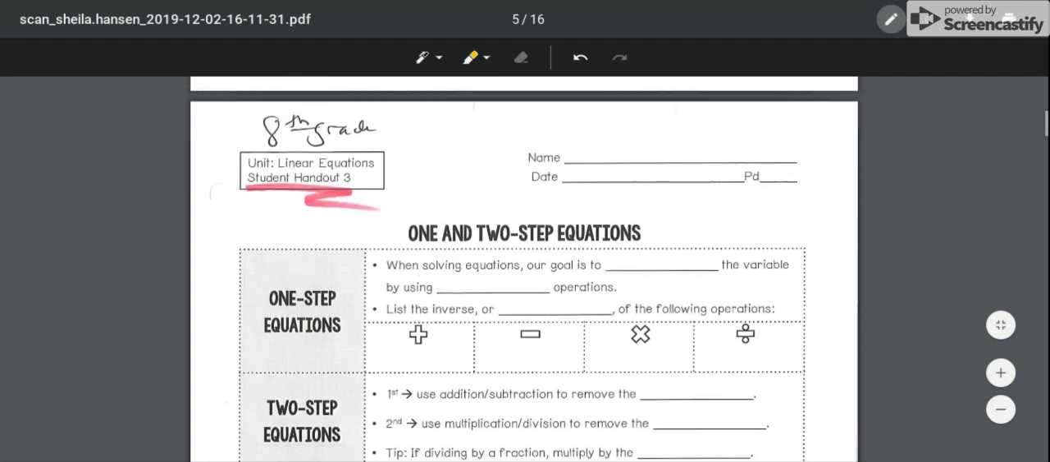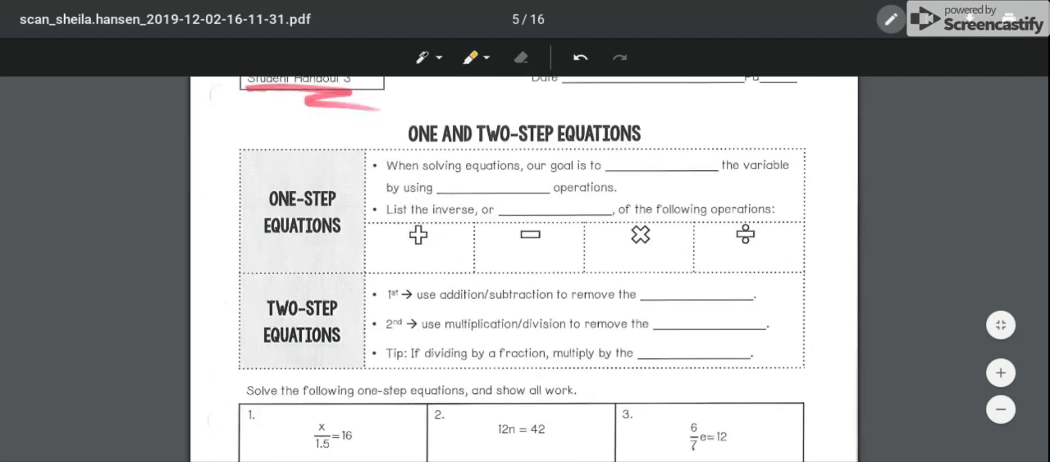Okay, handout 3, solving 1 and 2-step equations, which should definitely be a review from last year. So again, we'll go quickly. When you're solving an equation, our goal is to isolate, which means to get the variable by itself, by using inverse operations. And inverse just means the opposite. So opposite is right here.